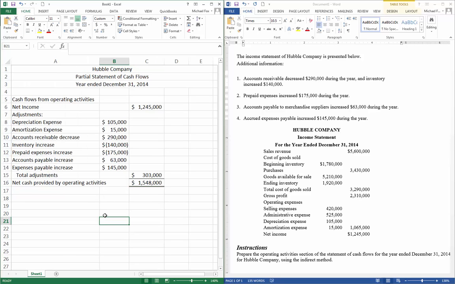All right, and that is it. So that is the partial statement of cash flows. This is the operating section for the Hubble Company, problem 12-3B.